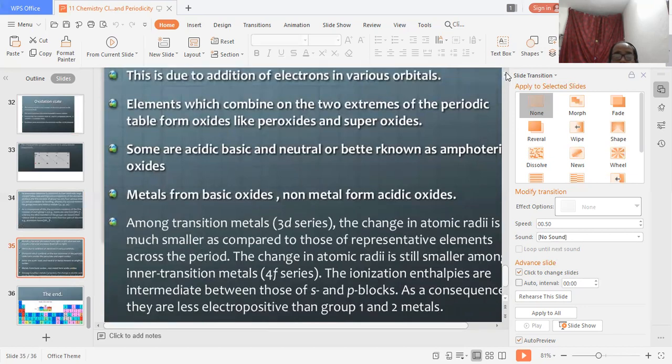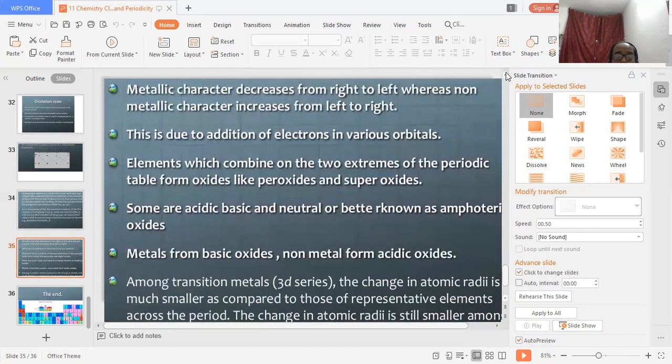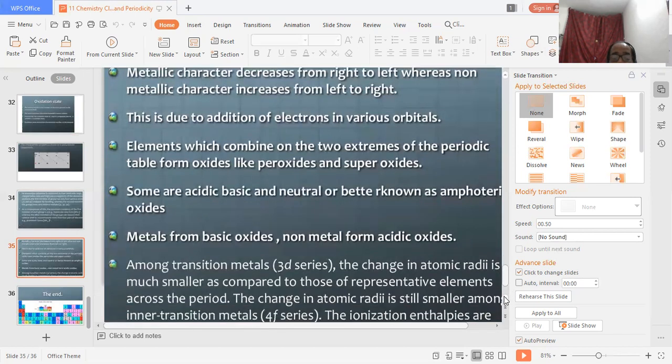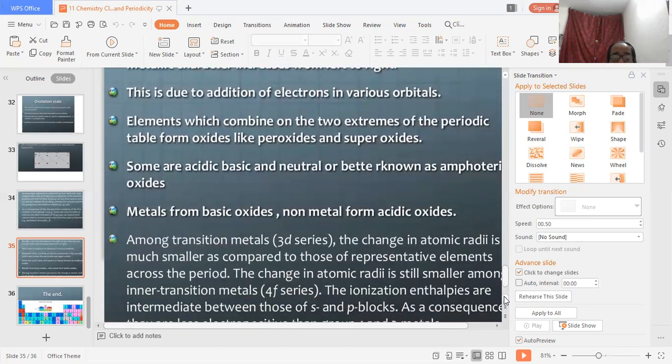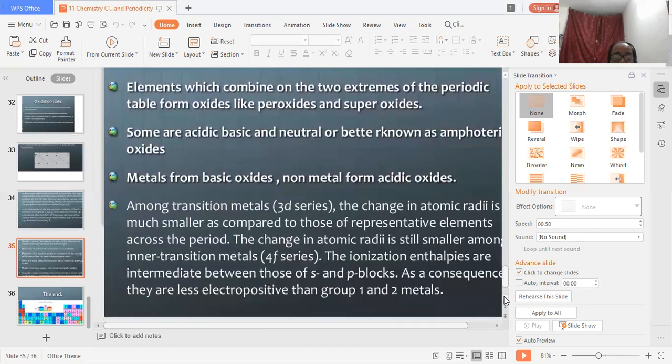And in the next slide, metallic character decreases from left to right, whereas non-metallic character increases from left to right. This is due to the addition of electrons in various orbitals. Elements which combine on the two extremes of the periodic table form oxides like peroxide and superoxide. Some are acidic, basic, and neutral, and some are known as amphoteric oxides. Metals form basic oxides, and non-metals form acidic oxides.